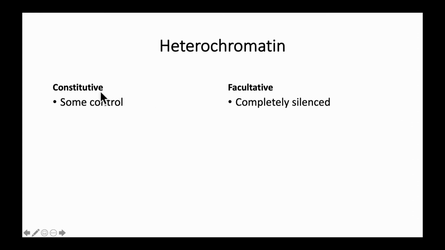Compared to that, constitutive heterochromatin we find at the centromere and at the telomere, and the gene sequences beside it have some influence over it. So it may be able to control some aspects of it. In that sense, constitutive heterochromatin is not completely silenced, as opposed to facultative, which is completely silenced because of the histone deacetylation.